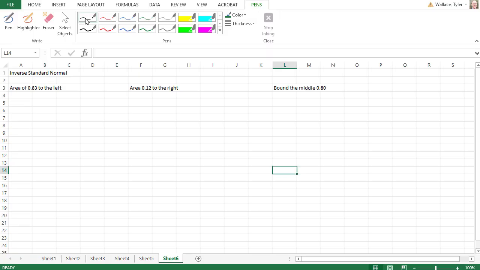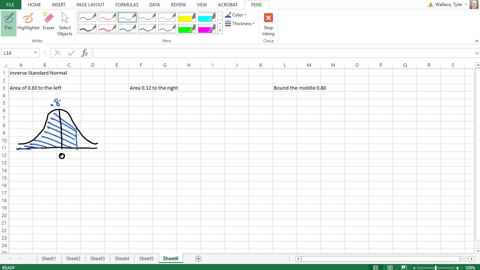As with any continuous distribution problem, we're going to start by first drawing a picture to help us identify what we're exactly trying to find the area of. So for this first problem, we want an area of 0.83 to the left. And so if I draw my standard normal with 0 in the middle, I want the area to the left to be 0.83. That is more than half. So because it's more than half, I know I need to put more than half of the area to the left. And that area is 0.83. And we're looking for that z-score that's going to give us that value.